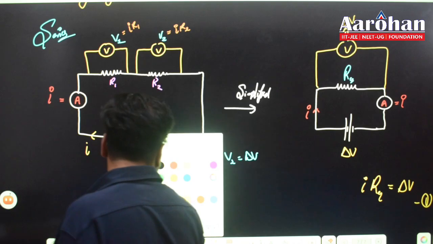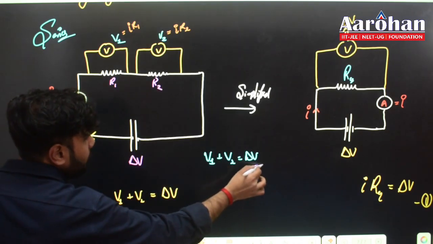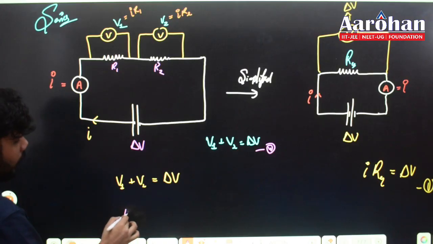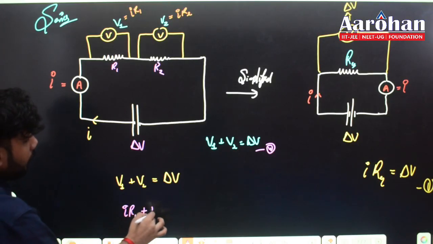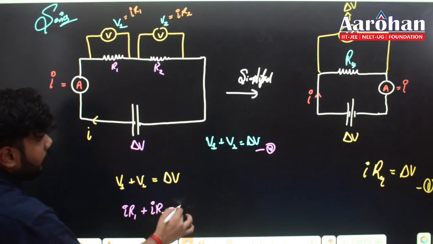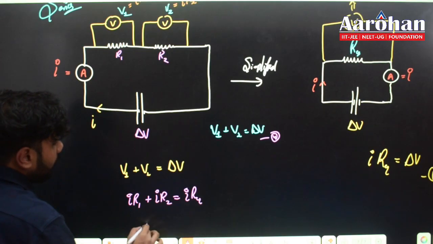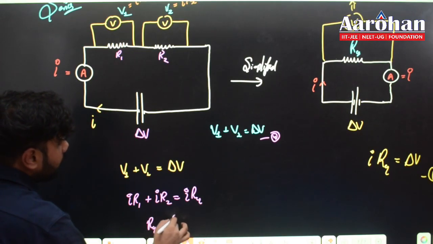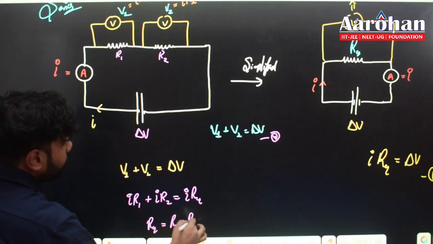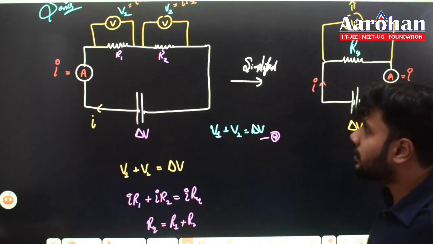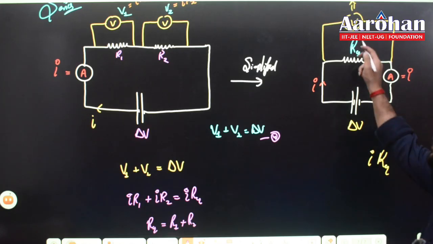And if you see this equation and this equation, and if you combine, what you will see, V1 I know is IR1 and V2 I know is IR2. This will be your I R equivalent, and you can see I will get eliminated. So R equivalent will be nothing, just R1 plus R2. So in series, nothing is complicated. You can just simply add the resistance and you will get equivalent resistance.